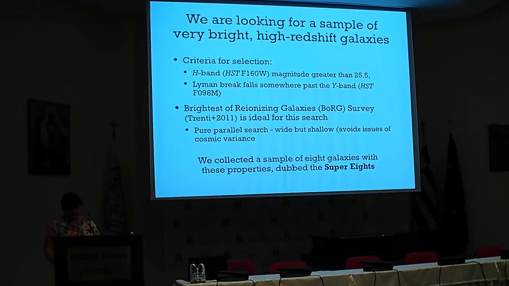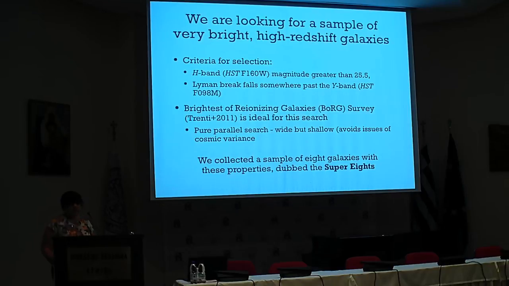So with this sample, we went out and got more photometry, because one thing that the BoRG survey didn't have was the I-band photometry, so the F814W filter, which is really important for characterizing the slope of that Lyman break, if you will. In other words, if it's not a break, you'll detect the galaxy in the I band, and you may end up finding that what you thought was a high redshift galaxy is actually a low redshift interloper. So the I band is really important for that.